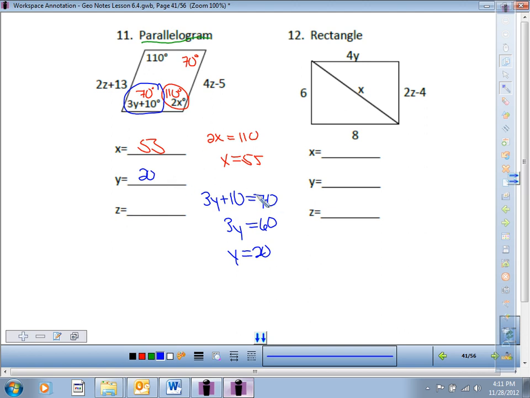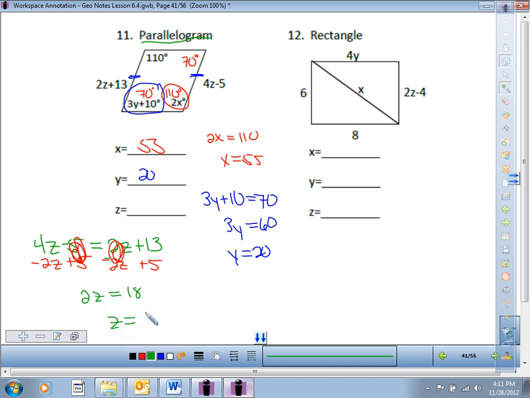Now for z, we know that these two sides, here's a z and here's a z, are opposite sides in a parallelogram, so they are equal. Your equation for that one would be 4z minus 5 should equal 2z plus 13. Then it's a two-step solve. Minus 2z, and at the same time we can add 5. What we're left with is 2z equals 18, divide by 2, and z is 9. Okay? So that's the process we do.